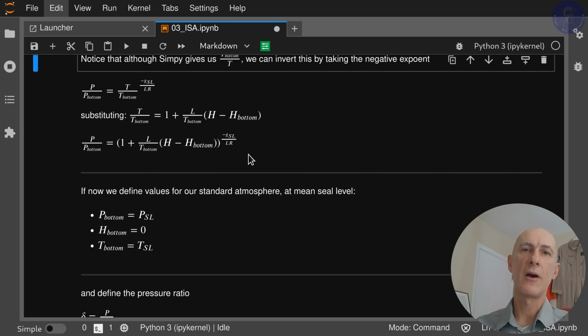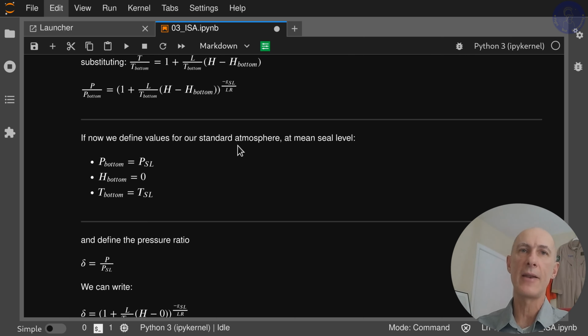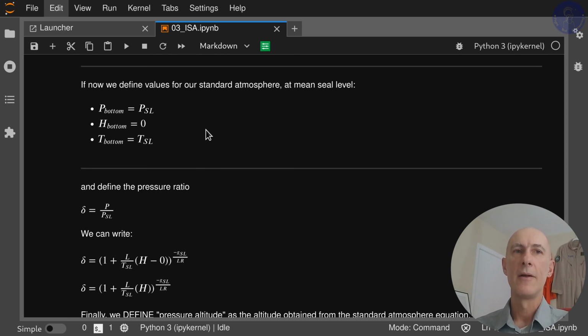We can further simplify this by defining what our band is. We can say that P bottom is our pressure at sea level, h bottom is going to be 0, which is sea level, altitude is 0, and temperature at the bottom of our band is going to be temperature at sea level. And when we do this, we are defining the standard atmosphere. That's how we define the standard atmosphere.